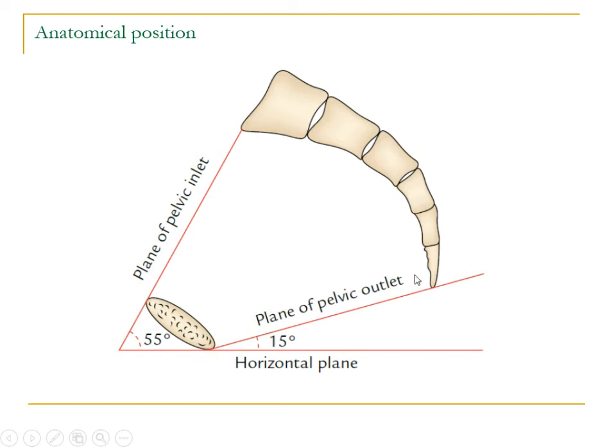Whereas the margin of the pelvic outlet, which runs from the tip of the coccyx to the inferior side of the pubic symphysis, makes an angle of 10 to 15 degrees with the horizontal plane. This shows that the pelvic inlet and outlet are not parallel to the horizontal plane; they make a certain angulation with it. Because of that, the axis of the pelvic inlet runs downward and backward, whereas the axis of the pelvic outlet runs upward and backward, like this.